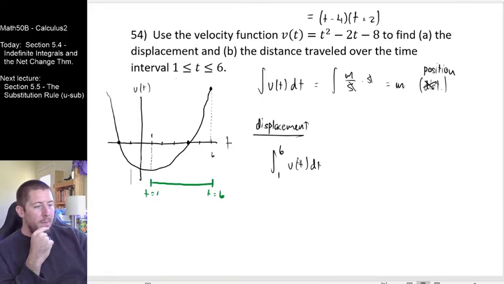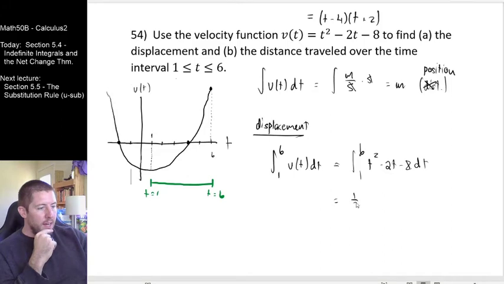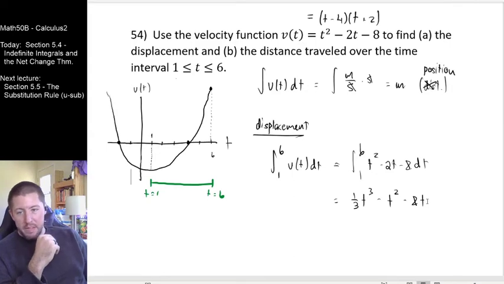So I've got my velocity function here. This should be the integral from 1 to 6 of t squared minus 2t minus 8 dt. I will do the integration here. I'm going to get 1/3 t cubed, minus t squared, and minus 8t, right? Stop for a moment, take the derivative of what I just wrote, convince yourself that it is in fact the integrand on the line above it.